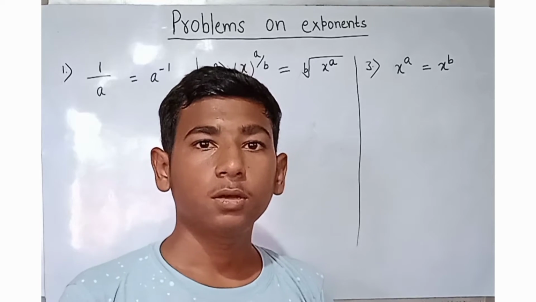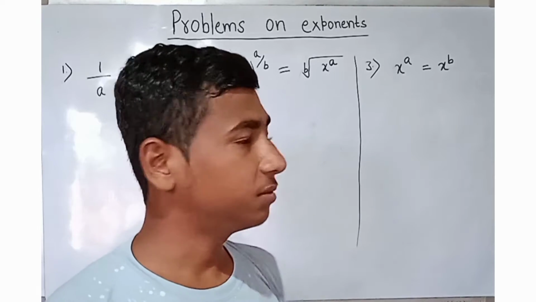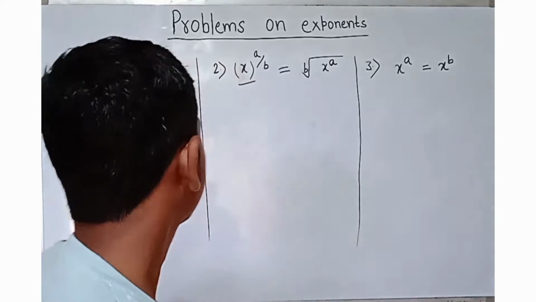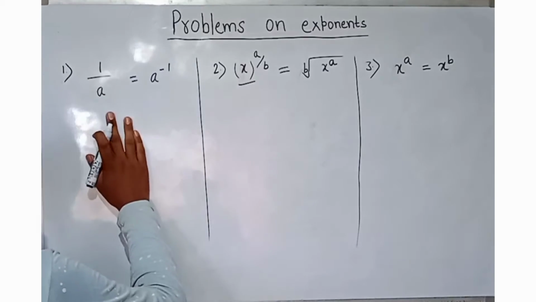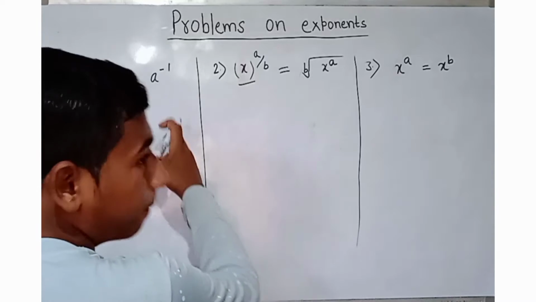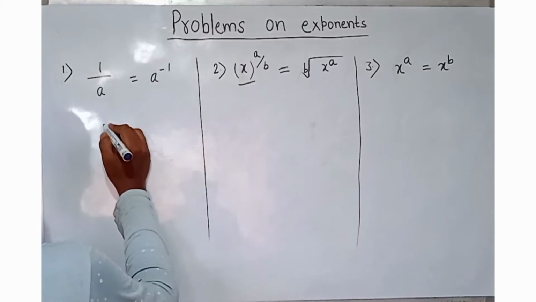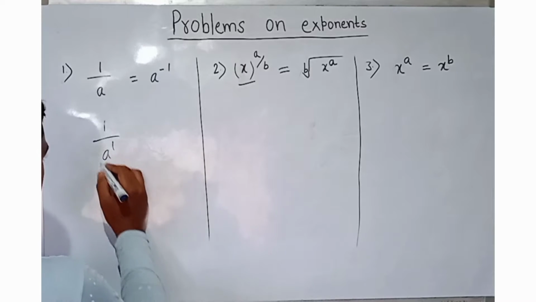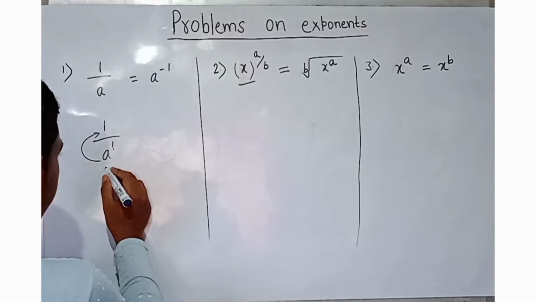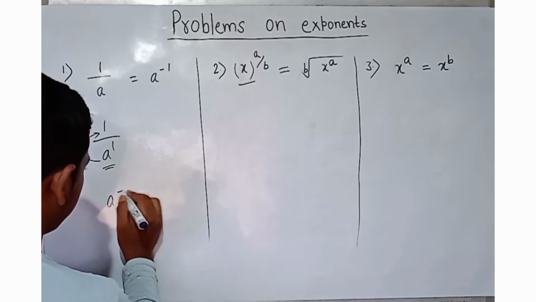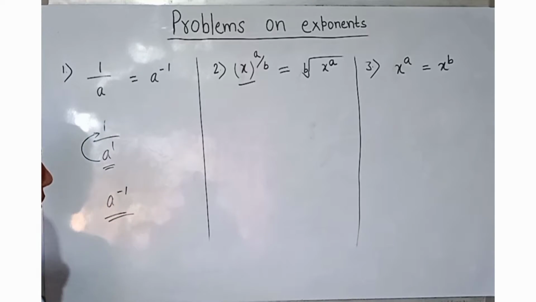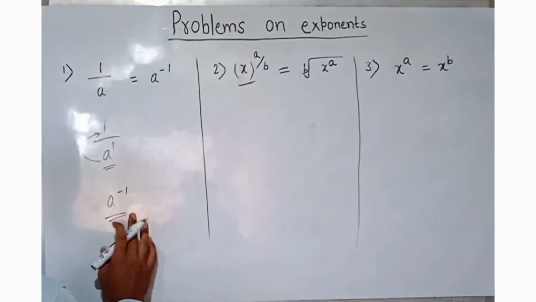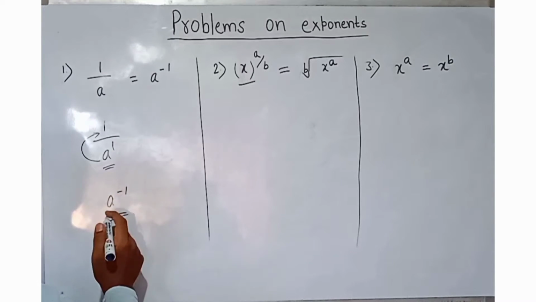So I have left two or three laws which I am going to tell you. The first is 1 by a is equal to a power minus 1. See here, it can be 1 by a power 1. When you reciprocate a power 1, it will be a power minus 1. These three laws are important.